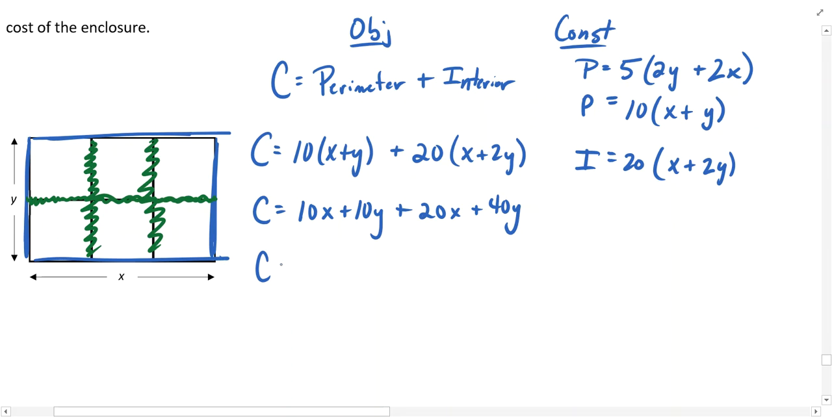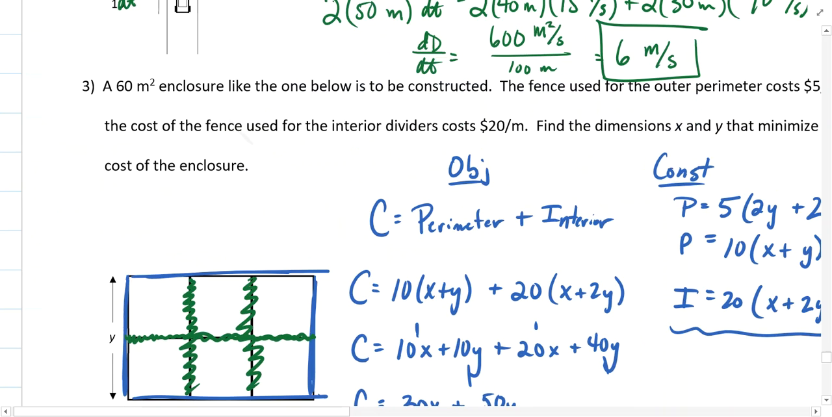And I'm starting to think that by combining these like terms, 10x and 20x, to be 30x, and these like terms, 10y and 40y, we might have a simpler objective function to work with. And now we've got 50y. But we still can't really solve this because I've got two variables involved. And that's where our last component of the constraint comes into play.